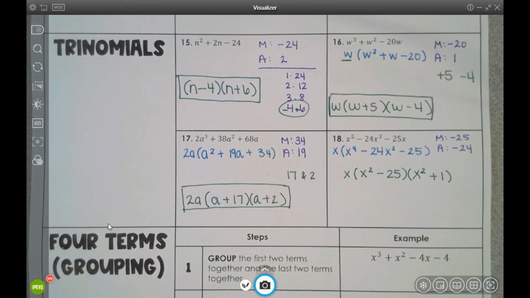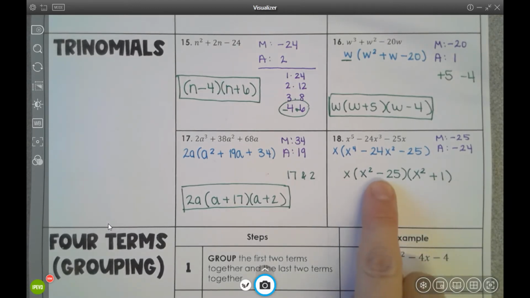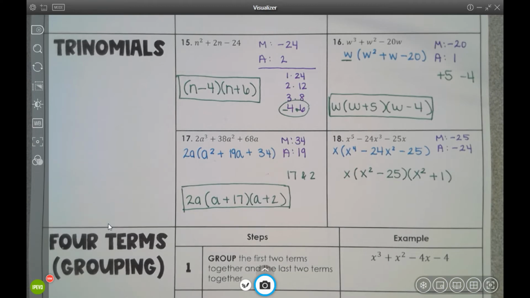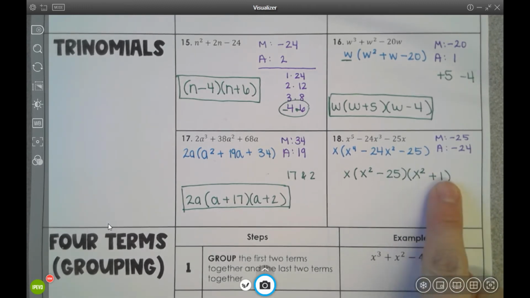And guess what? Look at that middle factor. What does that look like? It's a difference of squares. So we have two perfect squares and we're subtracting. That means it's a difference of squares, so we've got to break that middle one down. Now this one, x squared is a perfect square, and 1 is a perfect square, but it's not a difference, so this one doesn't break down at all. Only if it was a subtraction would it.